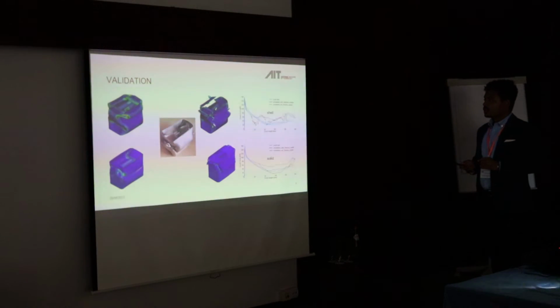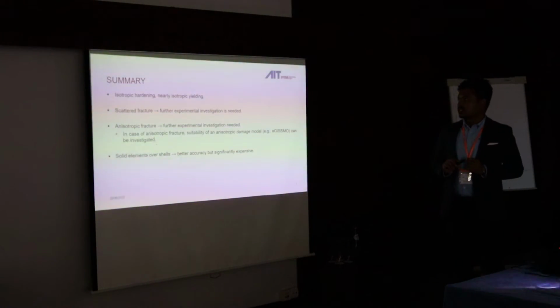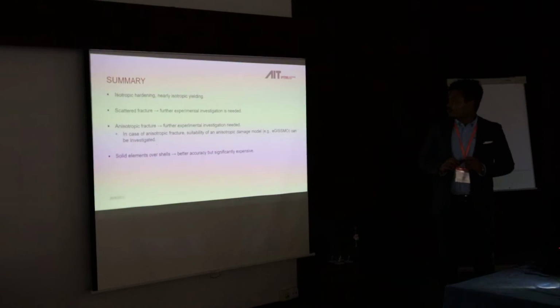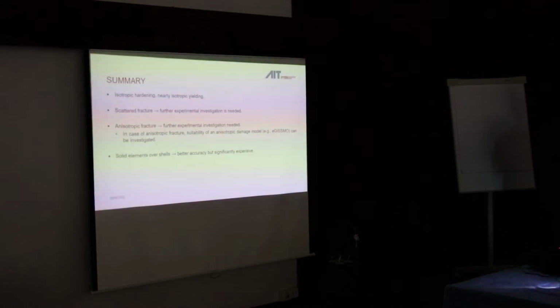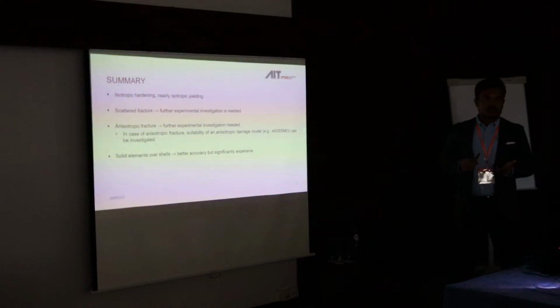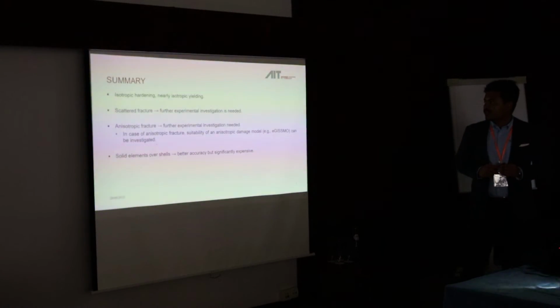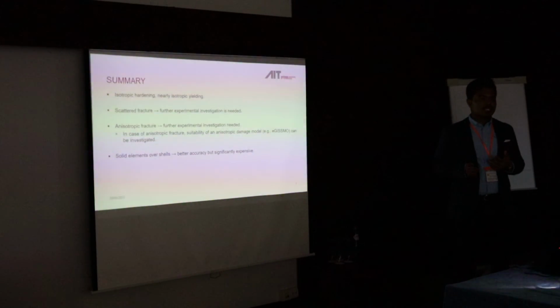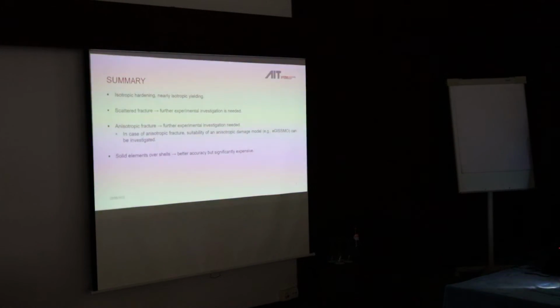I will summarize. So what we have seen is isotropic hardening, so the stress-strain behavior is direction independent. Nearly isotropic yielding, or mild anisotropy in the yielding behavior. We have seen scattered fracture, so we need further experiments, more coupon tests, to really have an idea or an impression about how much scatter we have in the fracture.